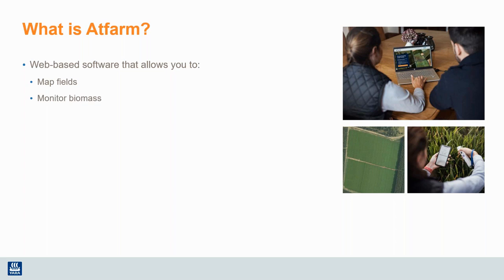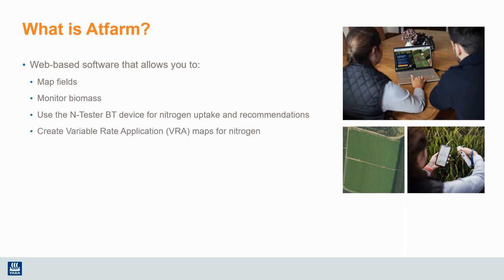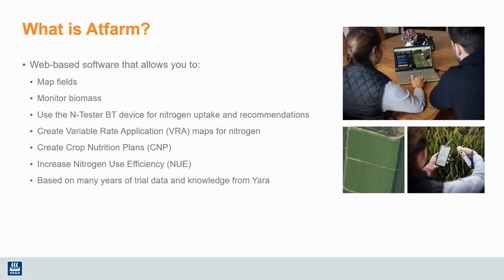From there, you can then start to monitor the biomass of the crops, use the end tester Bluetooth device for nitrogen uptake and then recommendations, create variable application maps or VRA maps for nitrogen, create crop nutrition plans or CNPs, and overall you're going to increase your nitrogen use efficiency from using these digital tools. And this is based on many years of Yara trial data and knowledge. There's also the Atfarm app, which you will need if you want to use the Bluetooth end tester.